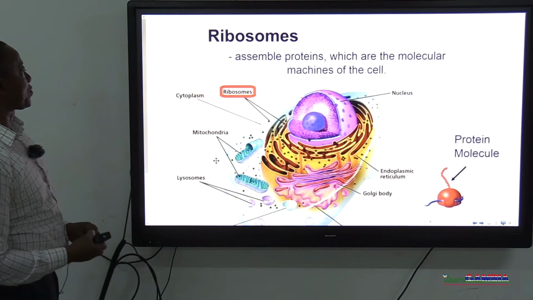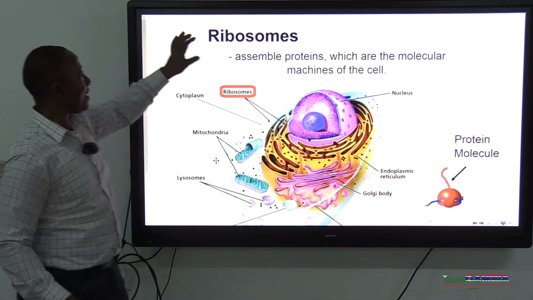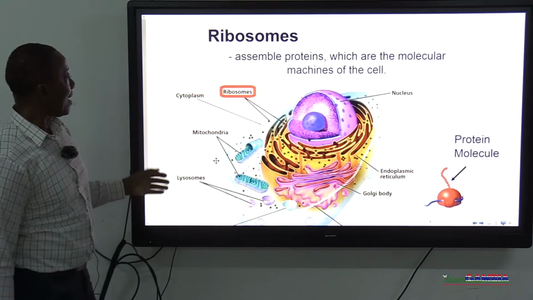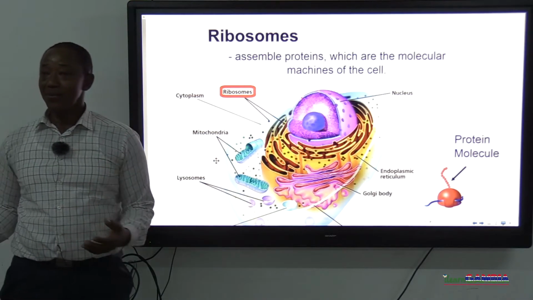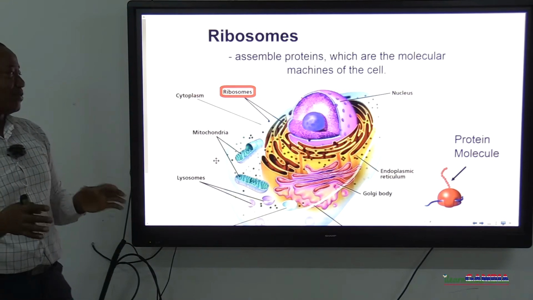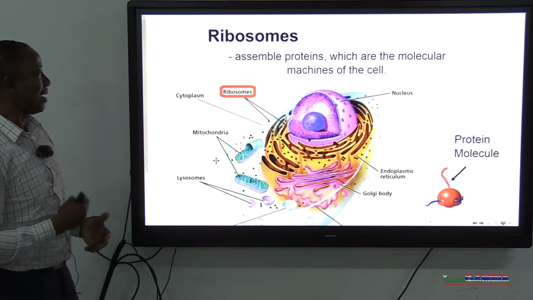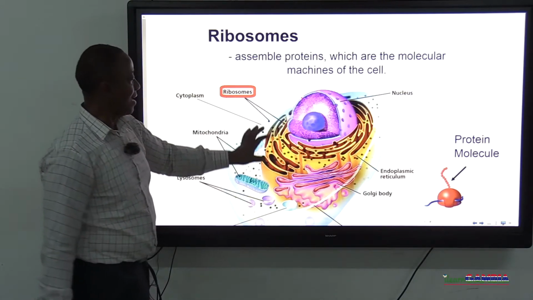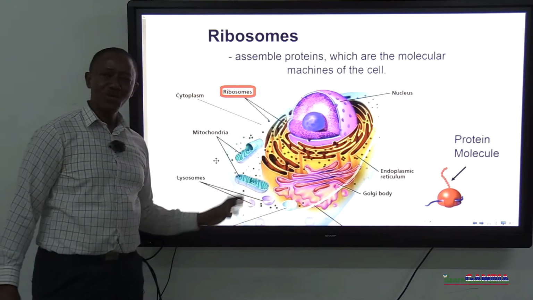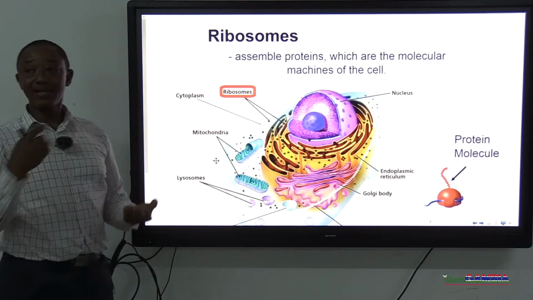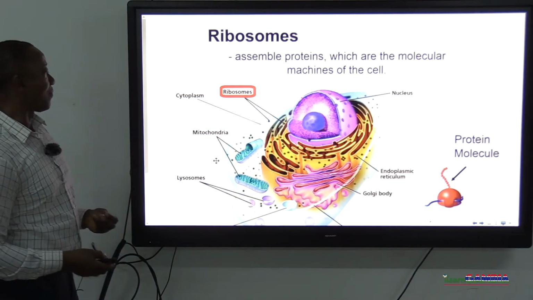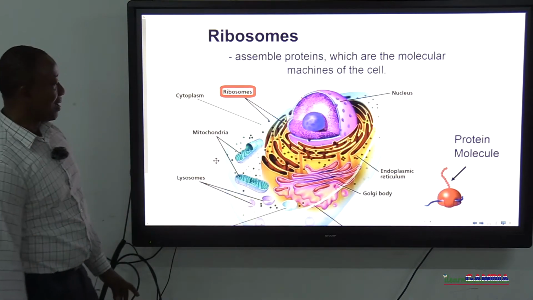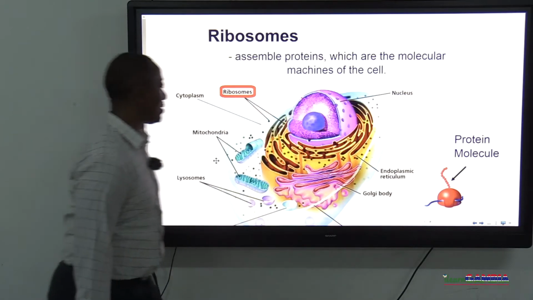Then we have the ribosomes, okay? They are there to assemble proteins. The proteins are actually made by simply collecting certain molecules and putting them together to make protein. And so proteins are what most of the molecules of the cell, and in fact the organism itself, are made of. So the ribosomes are there to be manufacturing those. There is a model of a protein molecule.